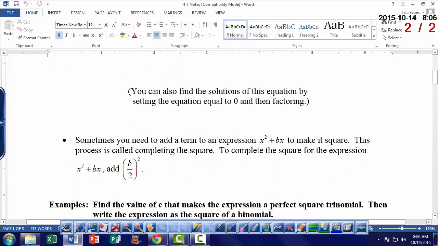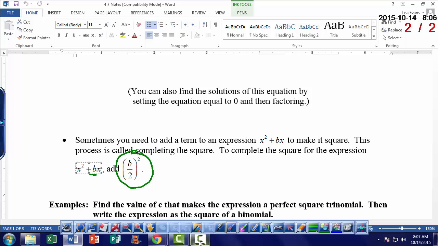Now, sometimes you need to add a term to an expression, x squared plus bx, to make it square so that we can make a perfect square trinomial. This process is what we call completing the square. When we complete the square, this is what we are going to do. We are going to add this expression to both sides. We are going to have a b term, and we're going to take that term, divide it by 2, and square it. What we add to the left, we must add to the right.